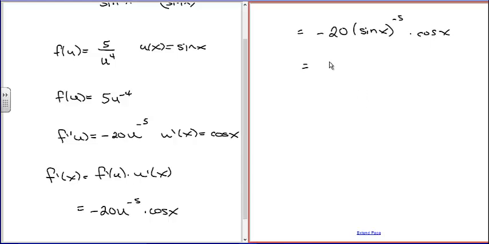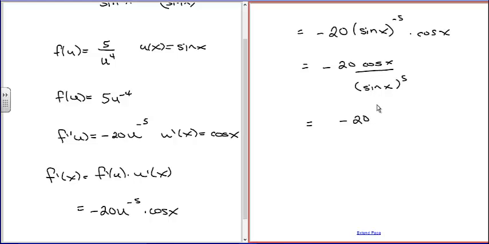And let's see, what else am I going to do here? Move this to the denominator. It's like negative 20 cosine of x divided by sine of x to the 5th power. Now a lot of times you want to rewrite these in terms of the ones that are in the numerator. I just realized that I mixed these up here. Let's fix that. Okay, so this is cosine of x over sine of x.